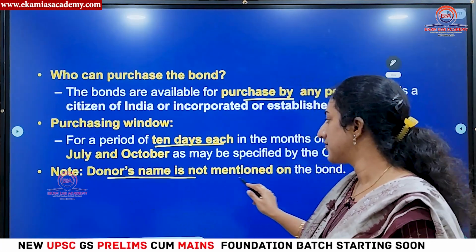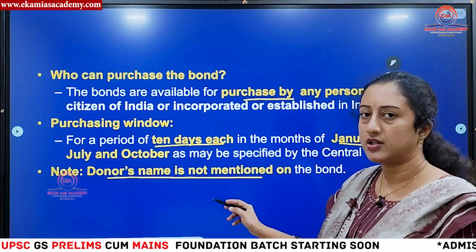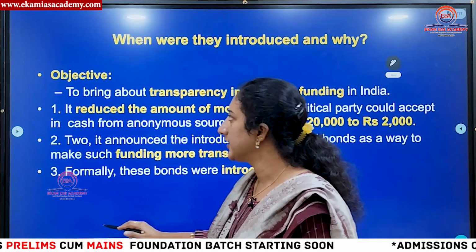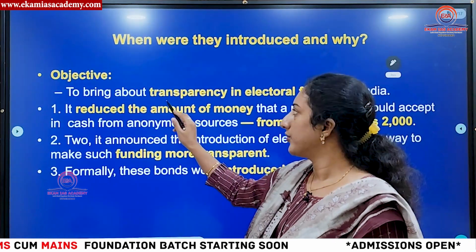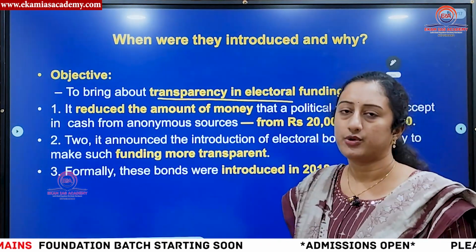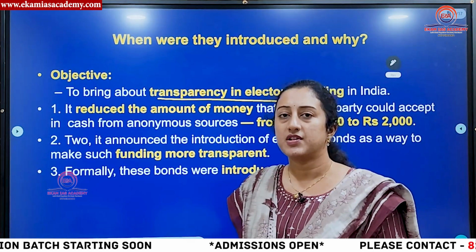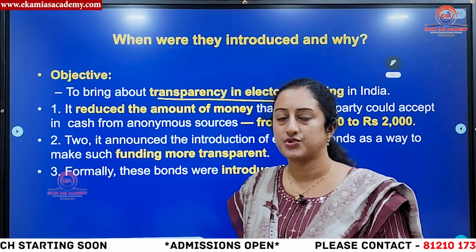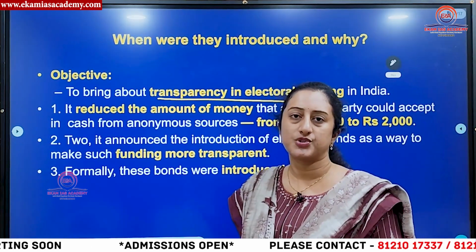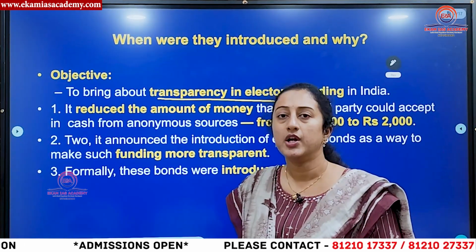So the donor's name is not mentioned. That is what the main issue is with these electoral bonds. Then what is the objective? They said we wanted to bring transparency in the electoral funding. But how they wanted to ensure transparency means, previously, as I told you, anonymous donations used to be there. Even today, even with this scheme also, there are anonymous donations only.